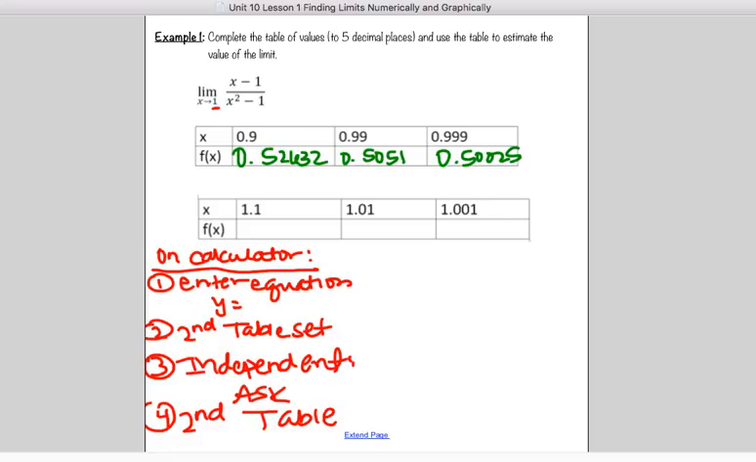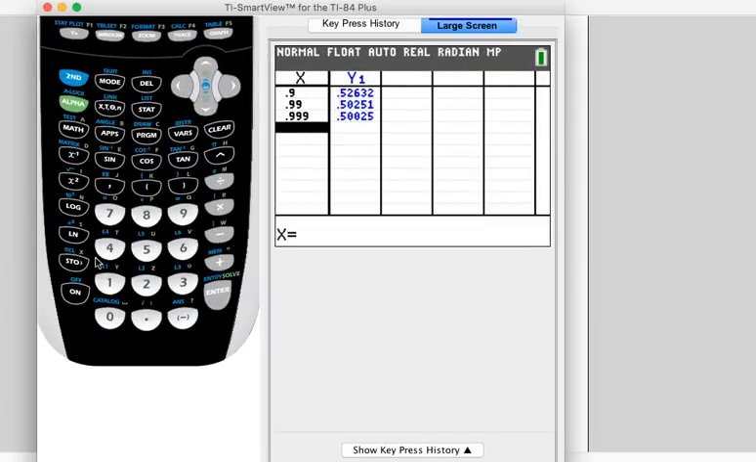Then we're going to go ahead and do the same thing. We need to plug in the 1 values. So we're just going to keep typing it in, 1.1. Enter. Then we're going to write that down. We're also going to do 1.01. Then we're going to do 1.001. Okay, and then we're going to write those numbers down.